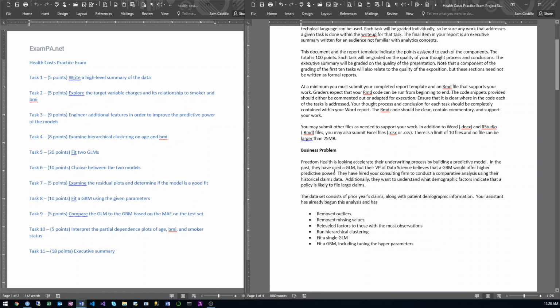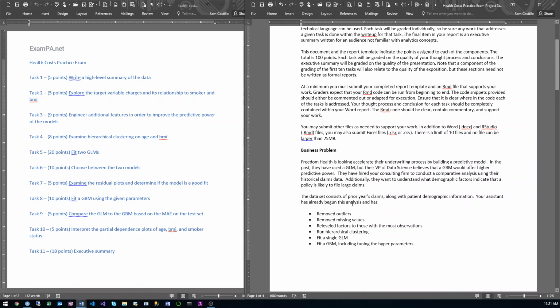In the past, they've used a GLM, but their VP of Data Science believes that a GBM would offer higher predictive power. They've hired your consulting firm to conduct a comparative analysis using their historical claims data. Additionally, they want to understand what demographics indicate that a policy is likely to file large claims. The data consists of the prior year's claims, along with demographic information.